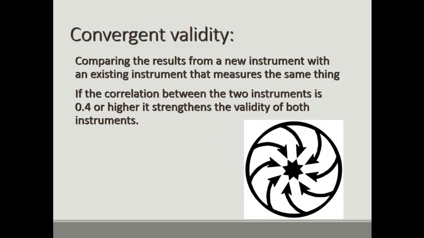Convergent validity is established when you compare the results from a new instrument with an existing instrument that measures the same thing and has already been shown to be valid at that time with that population. If a correlation between these two instruments measuring the same thing is 0.4 or higher, it shows convergent validity and increases the accuracy in both of the instruments.